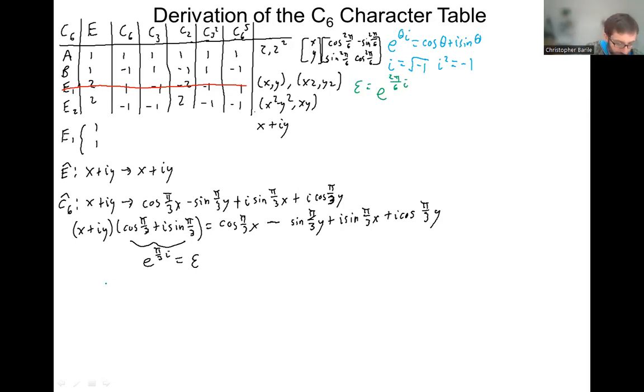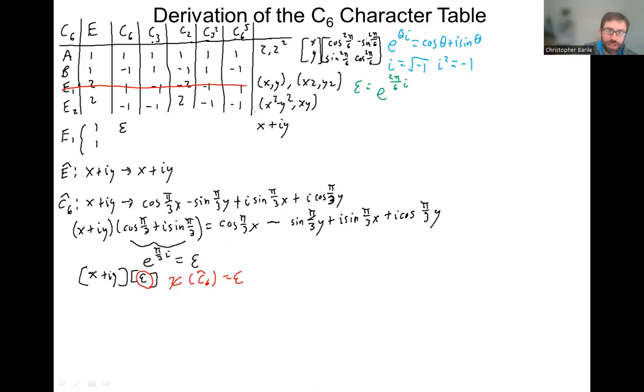So our character here is actually epsilon, right? We could write a 1-by-1 matrix that shows how x plus iy times epsilon equals something, which we came up with right here. For the C6 transformation, we take the trace across that matrix, and we'd say chi, the character of C6, is equal to epsilon. So up here now we're going to call this epsilon. x plus iy appears to be transforming that way.